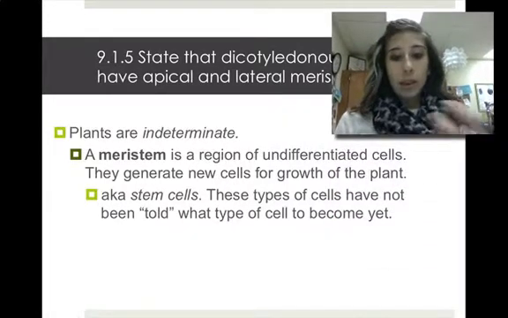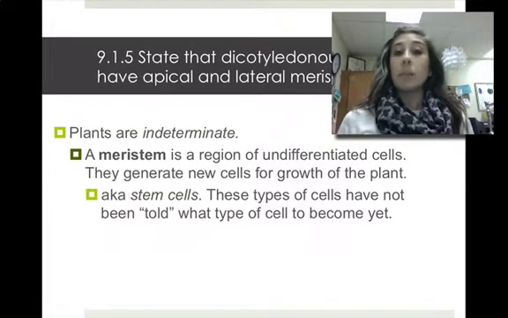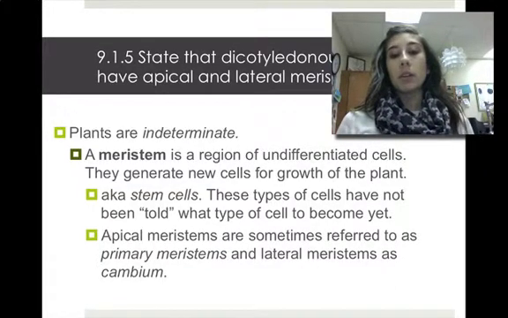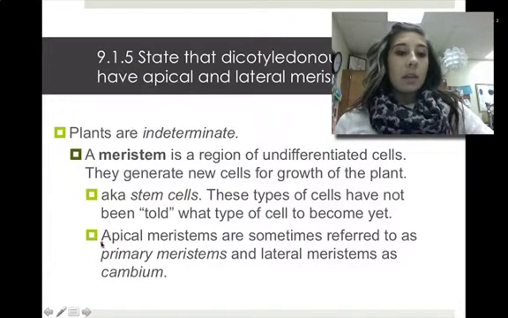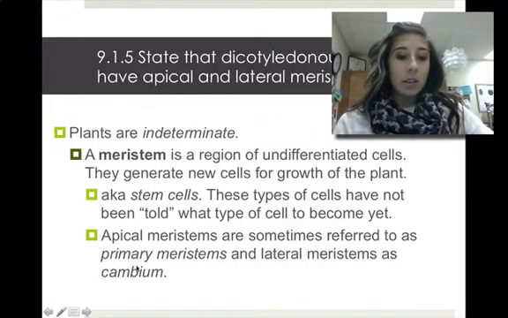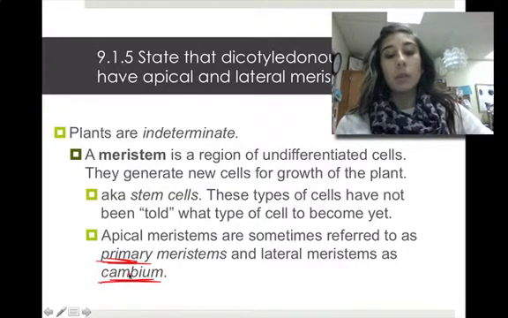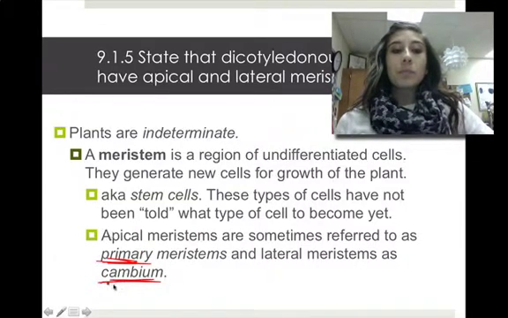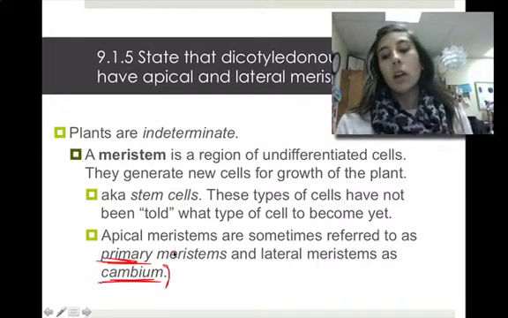And like I said, they're kind of like a stem cell, not necessarily, but they haven't really been told what they can become. And we can refer to apical meristems as primary and lateral meristems as cambium. Just having the knowledge that they're also called primary or cambium is good to know. They're just kind of interchangeable. So apical refers to primary meristems, and lateral is referring to the cambium, because the cambium is going to be a portion where we see the girth of that plant get wider.